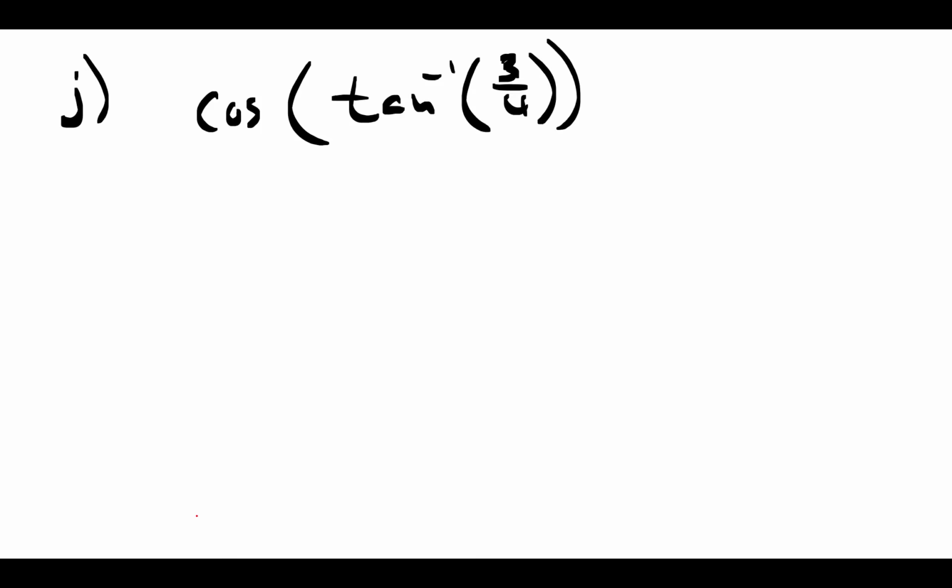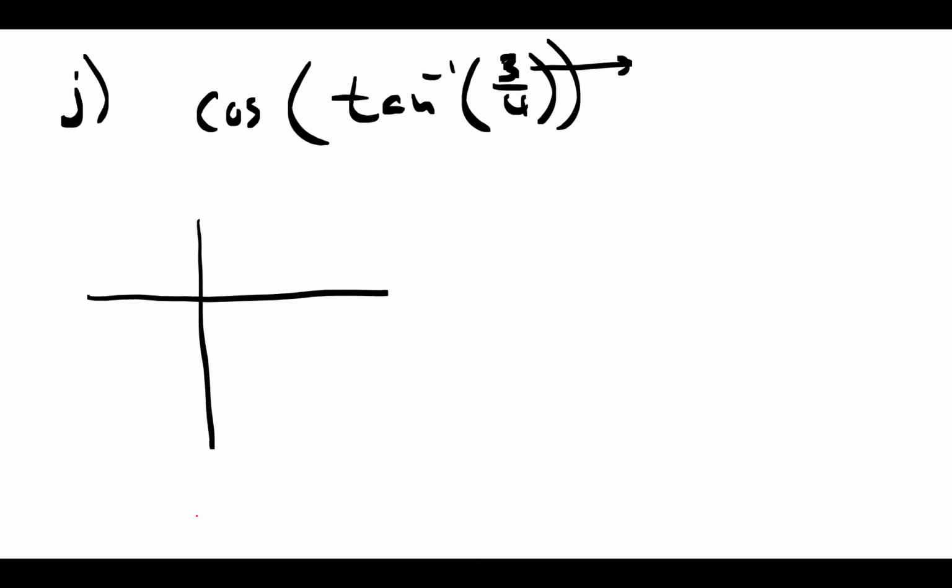Sam, you try it your way. Let's go for it. So, tangent inverse of 3 over 4. I want the exact value. Notice the 3 over 4 is positive, is that right? If tangent inverse is positive, which quadrant are we in? We're in quadrant 1. Are we good?